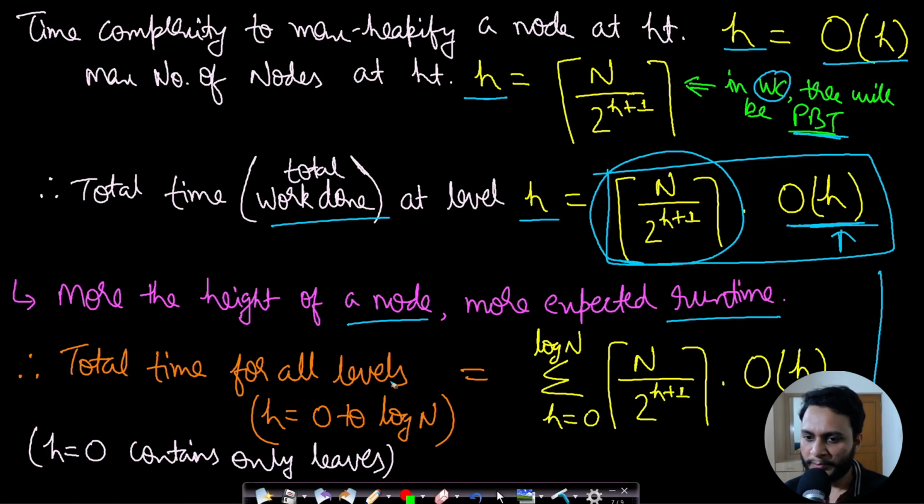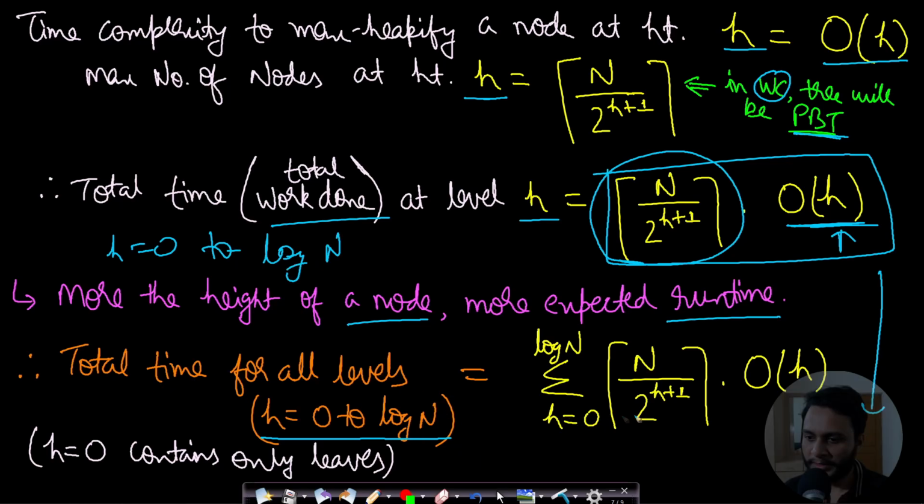Therefore, consider the total time complexity for all the nodes, for all the heights. Our height will range from h equals 0 to log n, because this is the maximum height, right? So the total time will be the summation over h equals 0 to log n of the time for all the levels, and at each level we will have ceil of n by 2 to the power h plus 1 number of nodes, multiplied by the time complexity at each level.